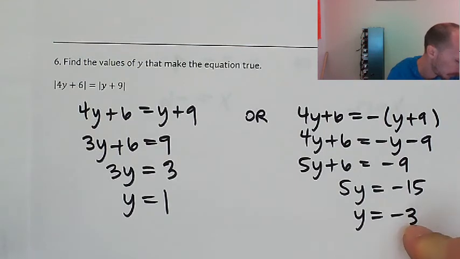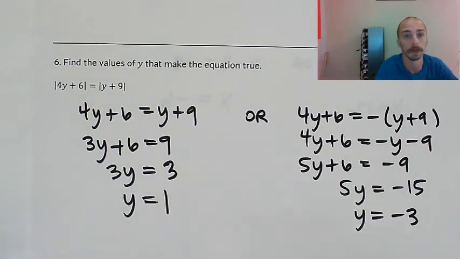So the absolute value of 6 equals absolute value of negative 6. That's true. And that would be 10 and 10. Yeah, makes sense. Okay, it works.